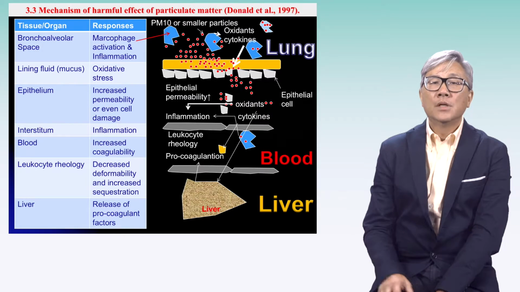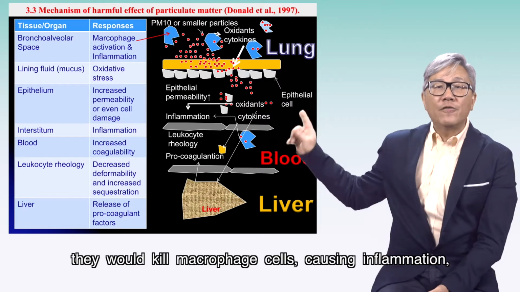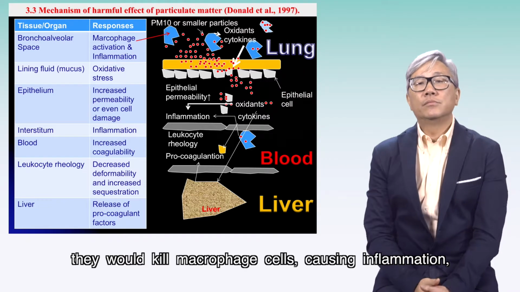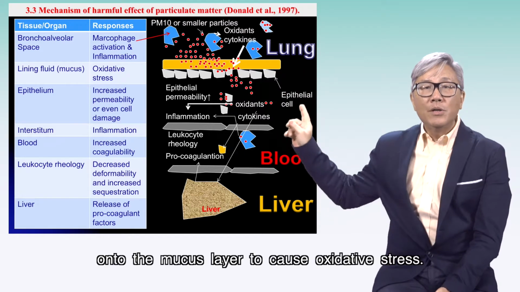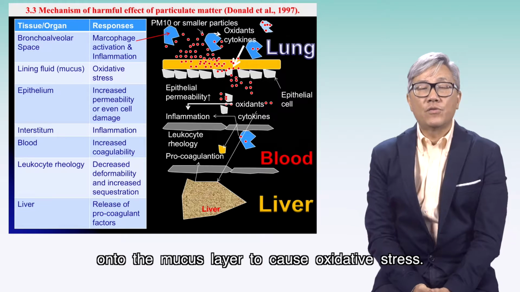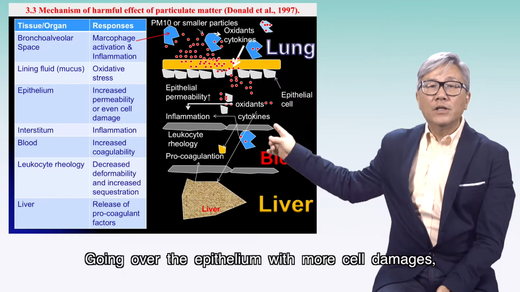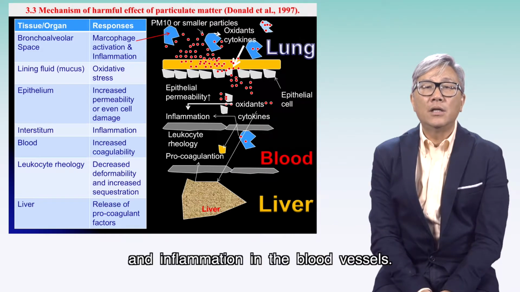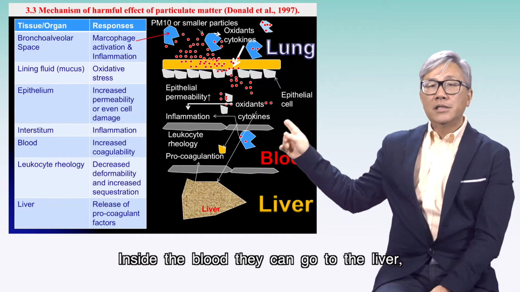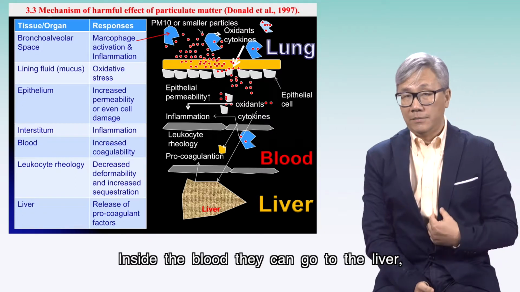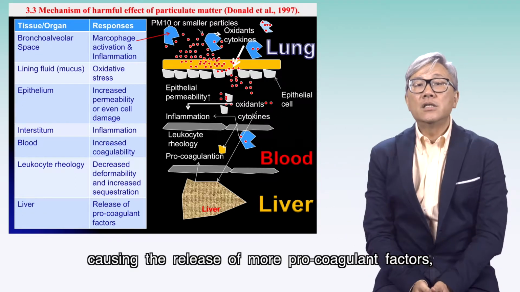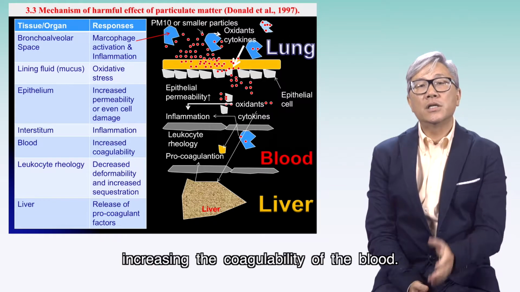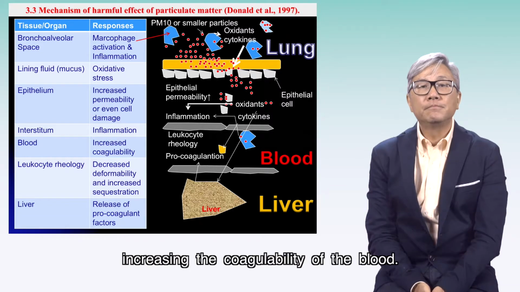For example, they would kill macrophage cells, causing inflammation onto the mucus layer to cause oxidative stress, going over the epithelium with more cell damage and inflammation in the blood vessels. Inside the blood, they can go to the liver, causing the release of more coagulant factors, increasing the coagulability of the blood.